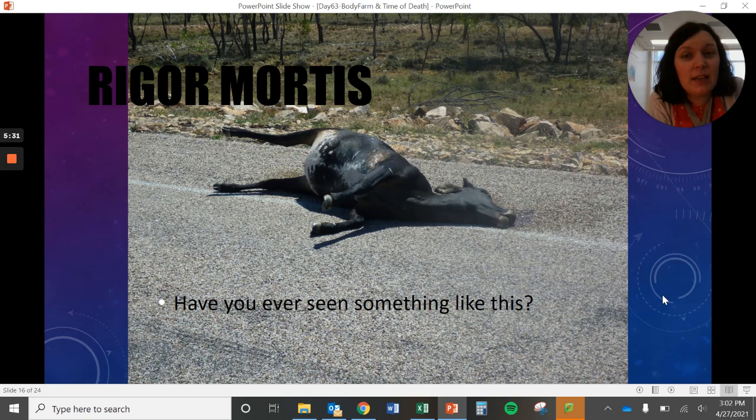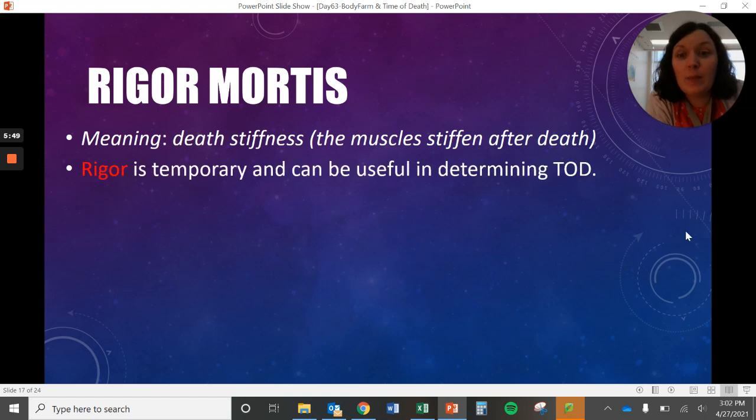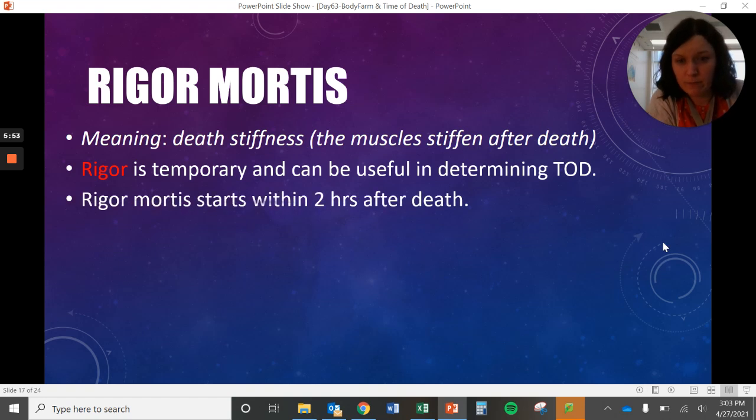Okay, the next thing we're going to talk about is rigor mortis. Have you seen something like this? This is showing rigor mortis in this cow, because it's showing that stiffness. Death stiffness is our rigor mortis because the muscles stiffen after death. It's temporary, and it can be used to determine time of death also.